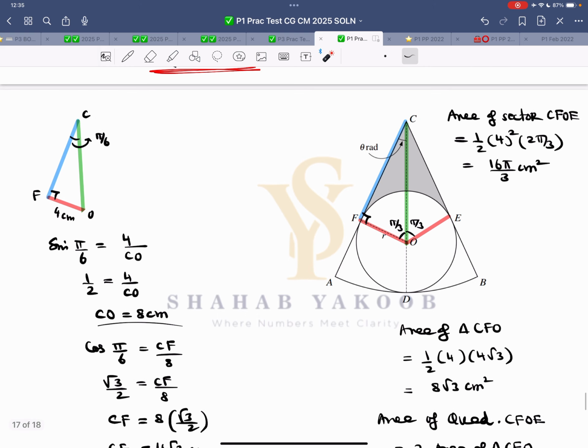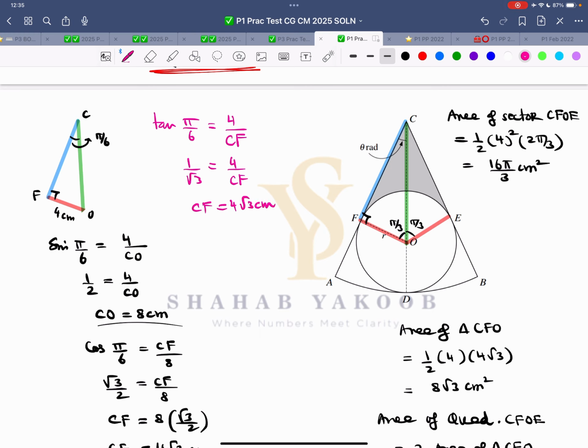Now someone can ask me this question, can we use tangent directly? The answer is definitely yes. So if I use tangent, hold for a second. So I think I just went in 2 steps, I could have done it in 1. Tangent of pi by 6 is 1 over root 3, that is 4 over CF, and therefore CF is 4 root 3 centimeter. Of course, this is shorter, this is sweeter. So this is shorter and sweeter.